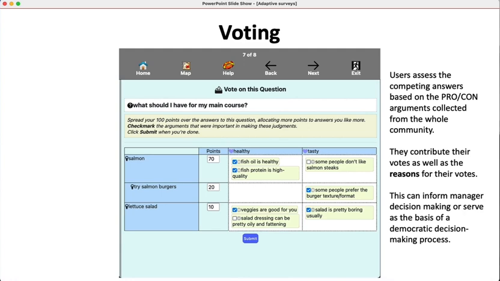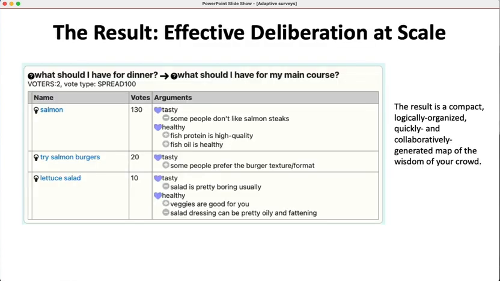And so both the votes as well as the statistics about which arguments were compelling to the crowd can inform a manager who's making a decision based on the crowd's input. And of course, it could serve as the basis of a democratic decision-making process. The result of all this is a compact, logically organized, quickly and collaboratively generated map of the wisdom of your crowd.